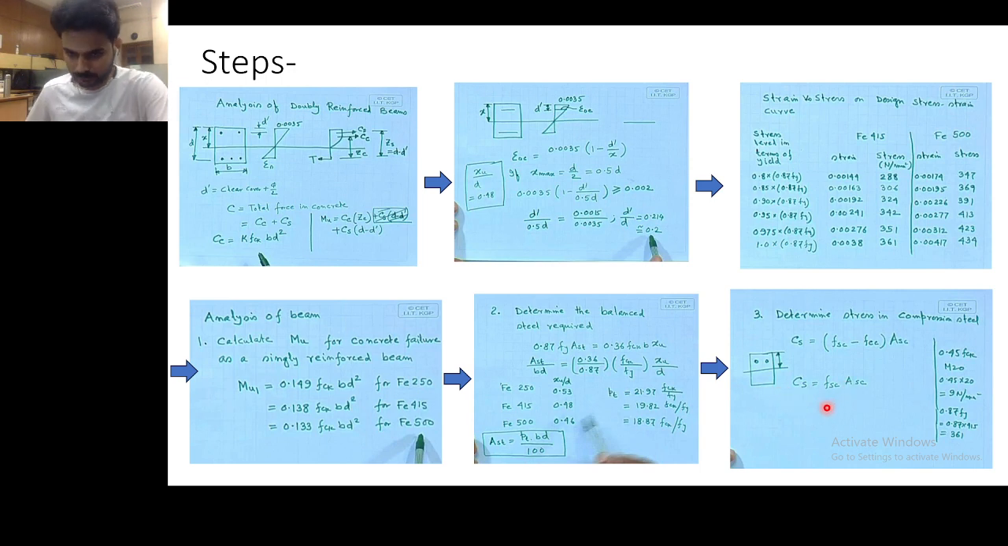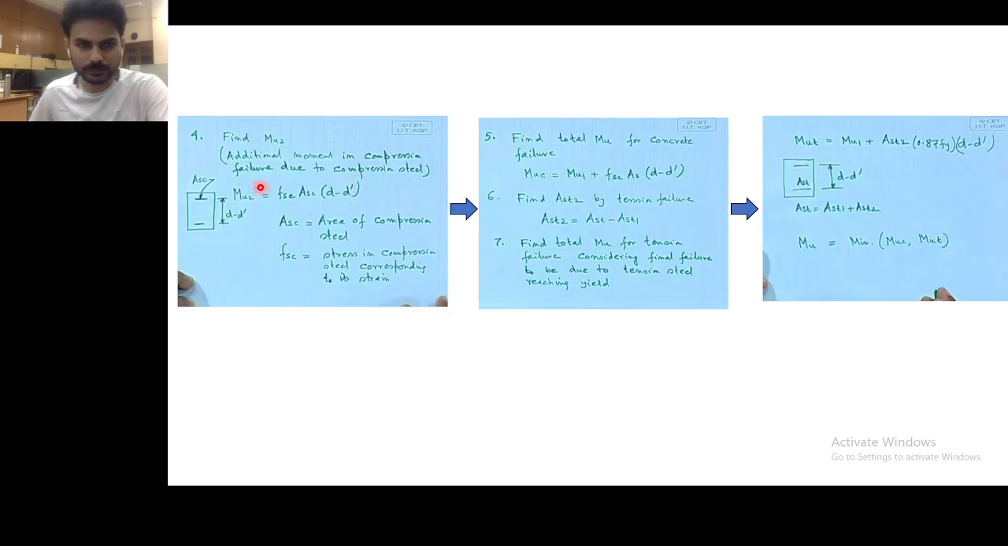Okay, CS, which is this CS. So for calculating Mu2, the additional moment of resistance due to the compression steel, we can calculate that by fsc into Asc.